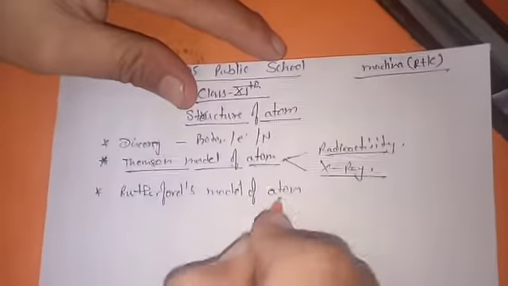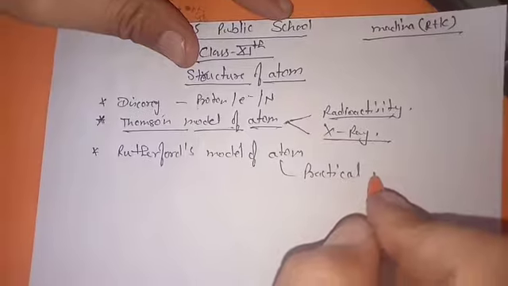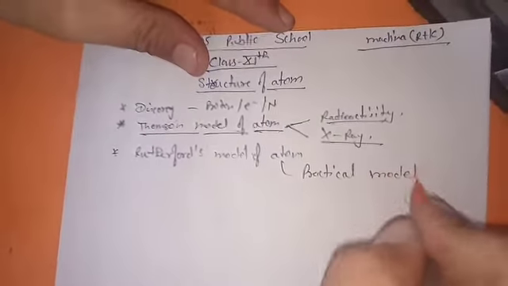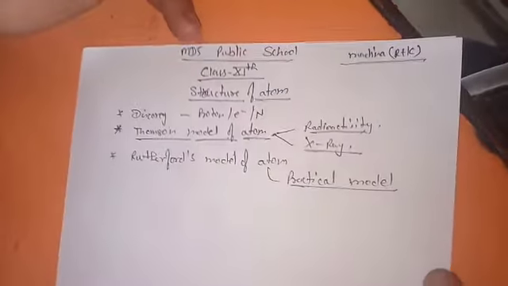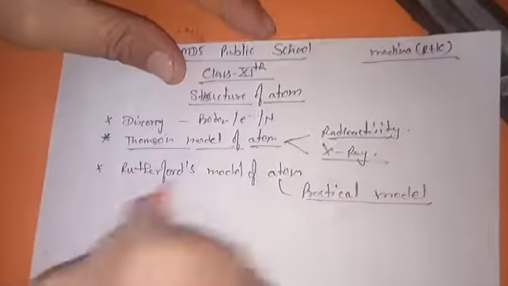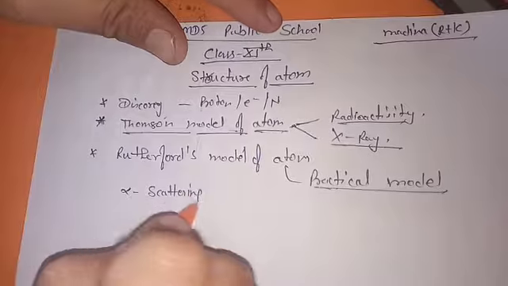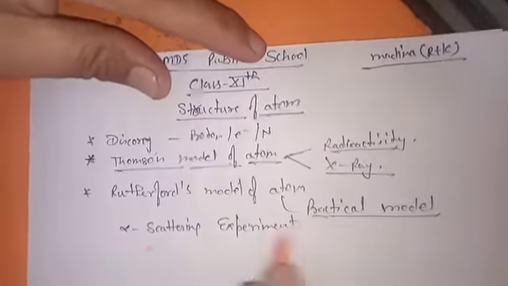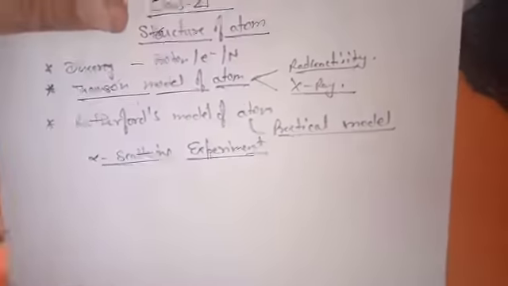It is a practical model. The other three models are theoretical ones. This one is a practical model. Why? Because all its observations and results are dependent on an experiment. This is also known as the Rutherford alpha scattering experiment. This model is based on the alpha scattering experiment. Let's see what the alpha scattering experiment is.